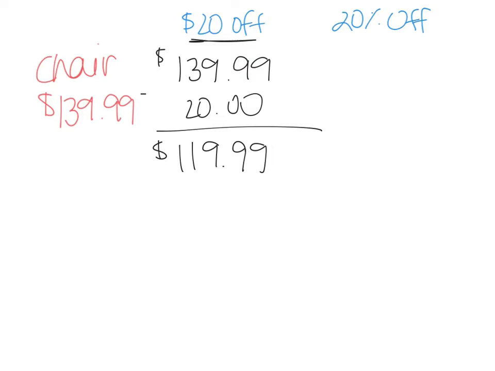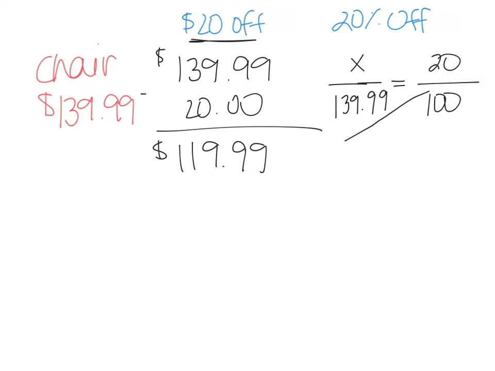So this is where we have to go back to what we know about percents and creating our proportions. We know that percents are always out of 100, and in this case, we're working with 20%. So I'm going to put 20% over 100%. 139 is the whole price of the item. So I'm going to put 139 as my whole, and my part, which is how much 20% is, that's what I need to solve for.